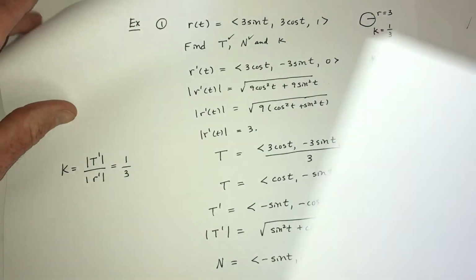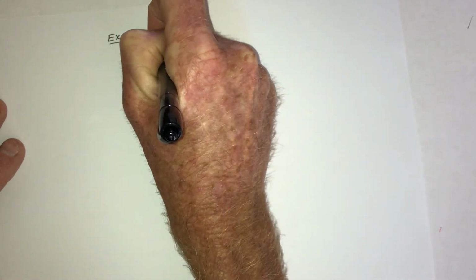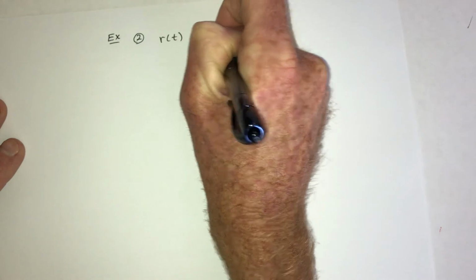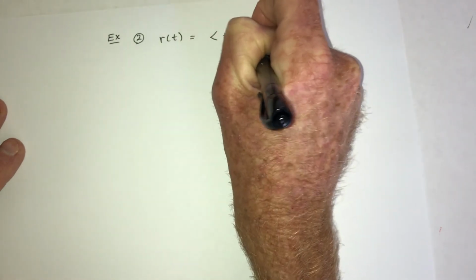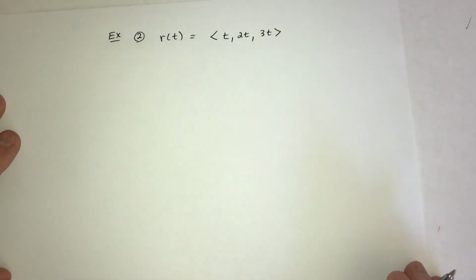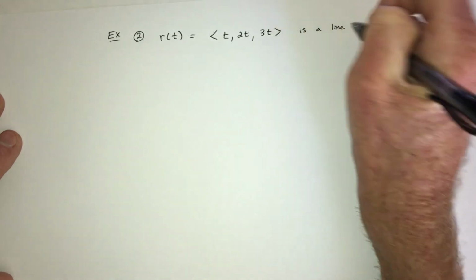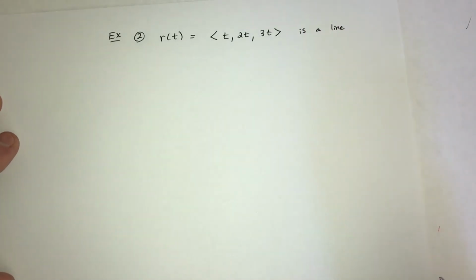Okay, then on to another example. So for example number 2, how about t, 2t, 3t? You know what kind of shape that makes? That's a line. And how curvy is a line? Lines are not curvy at all, so we should get that the curvature equals 0.